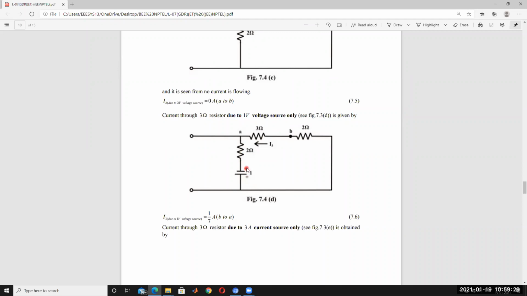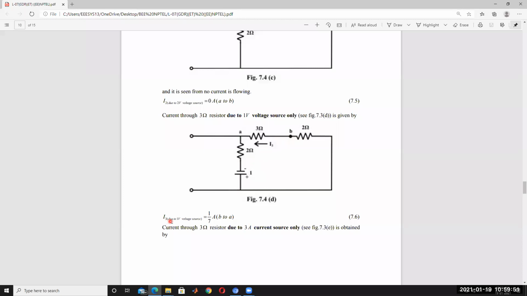Here high potential, here low potential. That's why the current is like this. Then what is the current here? Direction B to A, right? That's why negative. Actually, our assumed direction is A to B. But in the actual circuit, because of this source, the current direction is B to A.